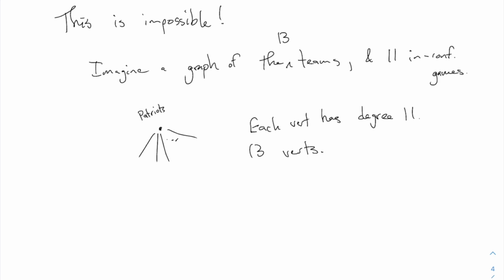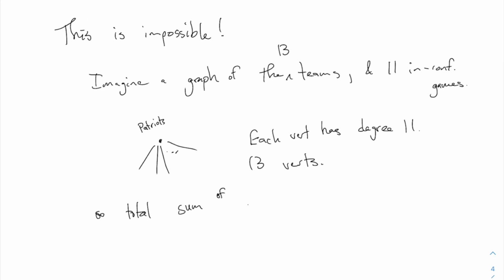And so what is the total sum of degrees? I don't imagine the people who invent the NFL schedule also consider the sum of degrees in the graph that they are trying to describe. But actually, in this case, the total sum of degrees is, each vertex has 11, and there are 13 of them. So it's really 11 plus 11 plus 11 plus 11, 13 times. In other words, 11 times 13, because there are 13 vertices, and they each have degree 11.